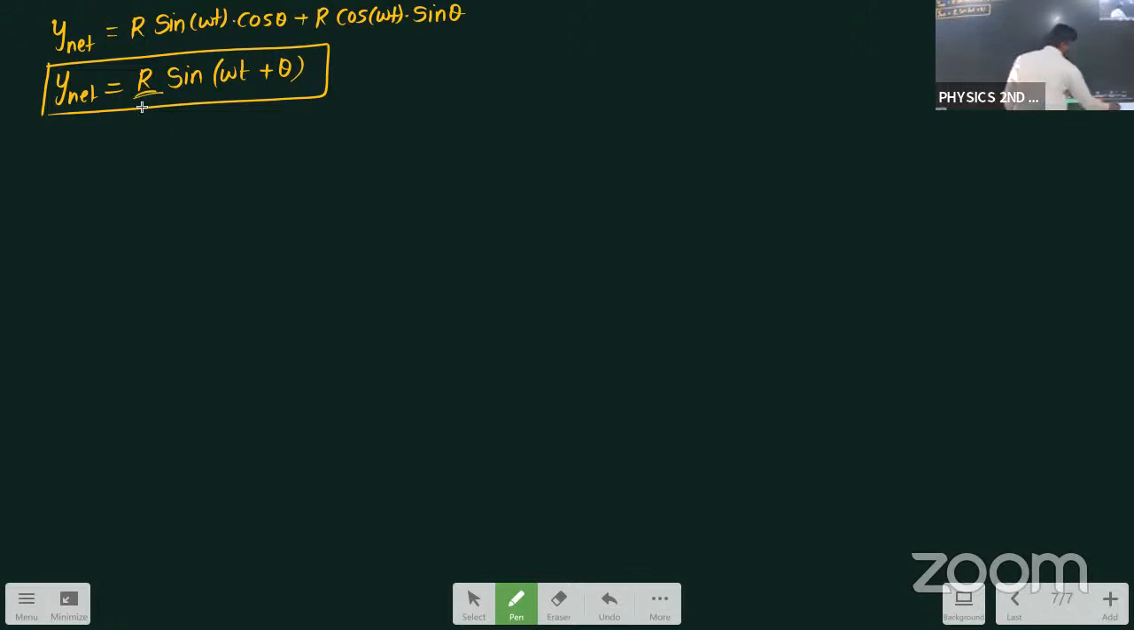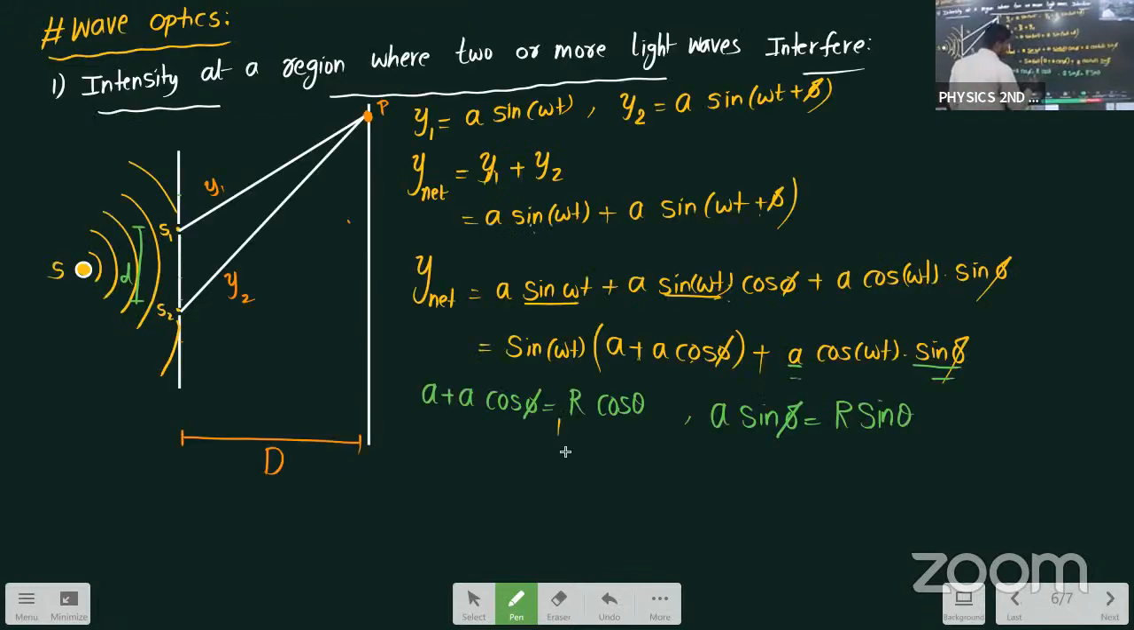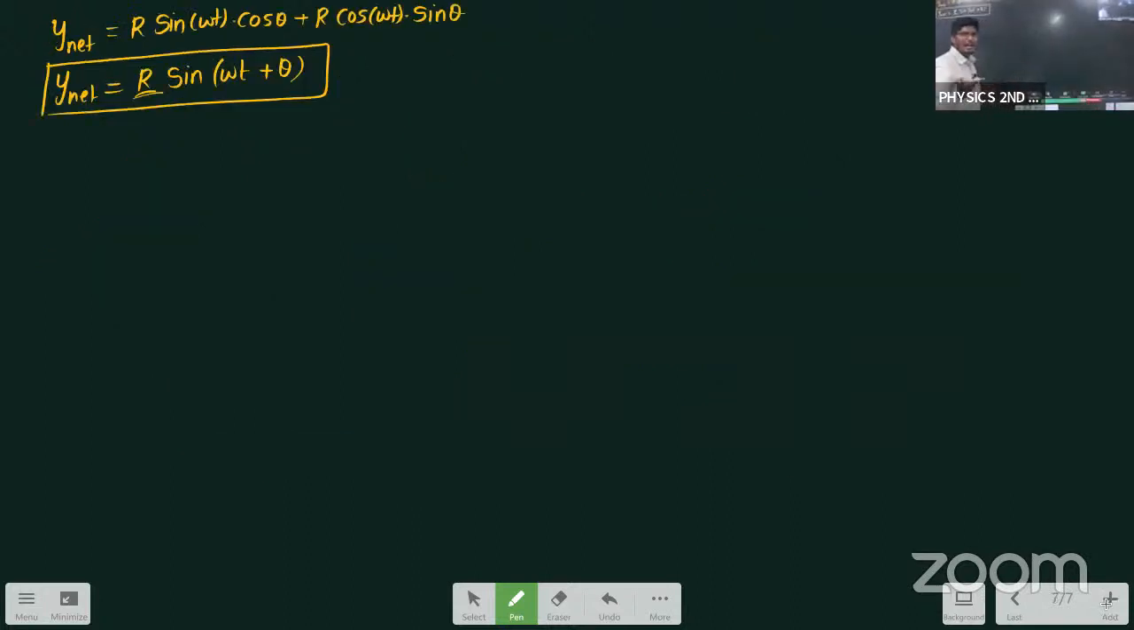So what are our equations? Our first equation is A plus A cos phi is equal to R cos theta. A sin phi is equal to R sin theta. Let this be equation 1 and this be equation 2. Next, I am squaring and adding equations 1 and 2. What will I be getting?